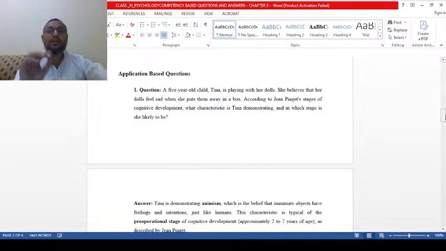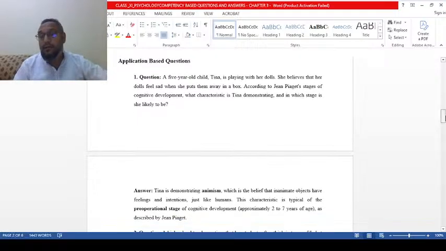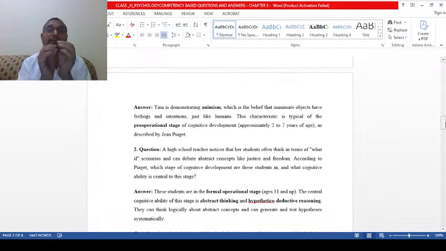Let's move to application based questions. Short one. A 5-year-old child, Tina, is playing with her dolls. She believes that her dolls feel sad when she puts them away in a box. According to Jean Piaget's stage of cognitive development, what characteristic is Tina demonstrating? Animism. Here the child is thinking that her playing items or toys are living beings. This is the characteristic of animism, which is seen at the age of 2 to 7 years.